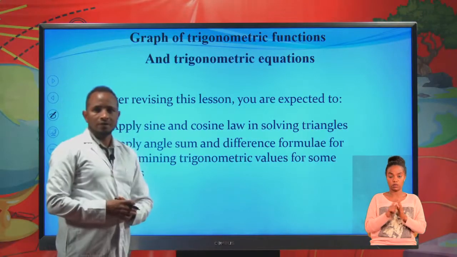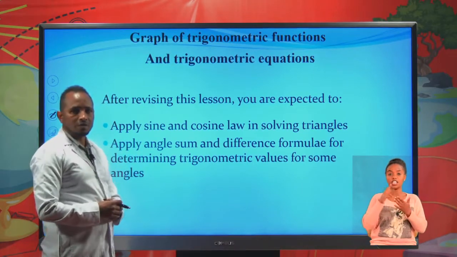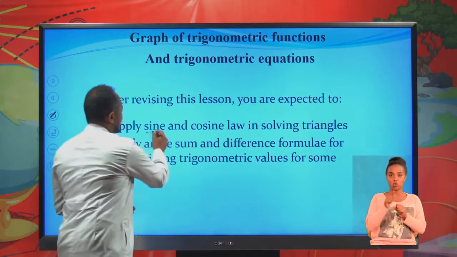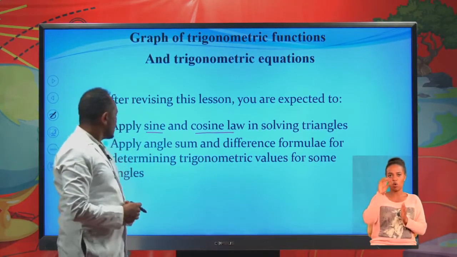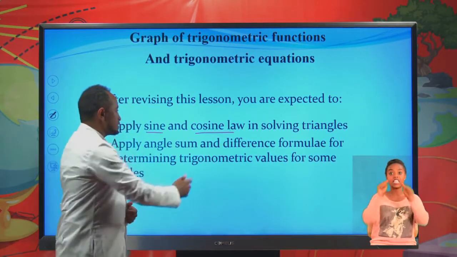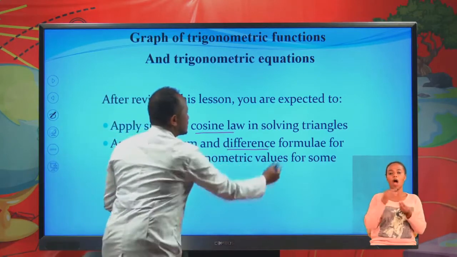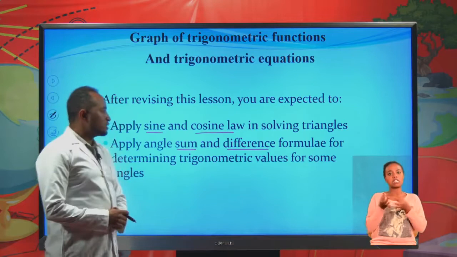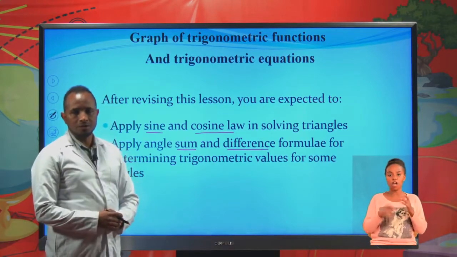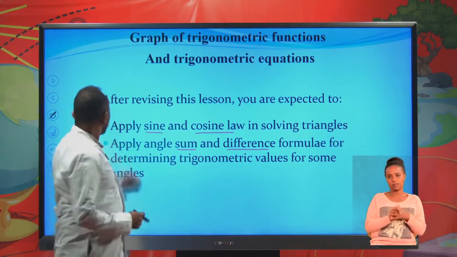After revising this lesson, you are expected to apply sine law and cosine law in solving triangles and apply angle sum and difference formulas for determining trigonometric values for some angles. So let's continue to the lesson.